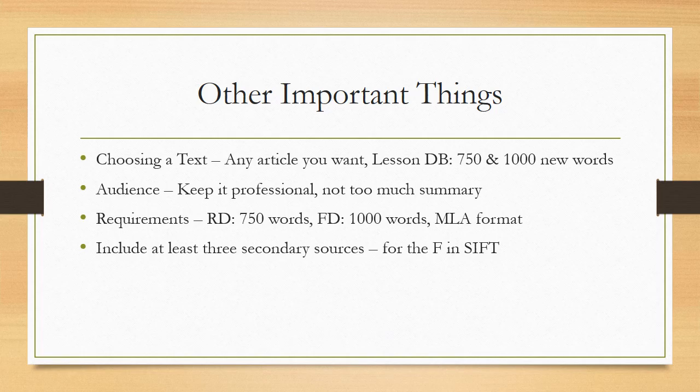Include at least 3 secondary sources for the SIFT. We talked about that already. These do not have to be scholarly sources. Since you're analyzing a news article, they could be other news articles. They could be popular sources, like the Spider-Man fake news article I included in the last lecture. But avoid things like blogs or social media posts. You want it to be fairly professional, even if it's not peer-reviewed.